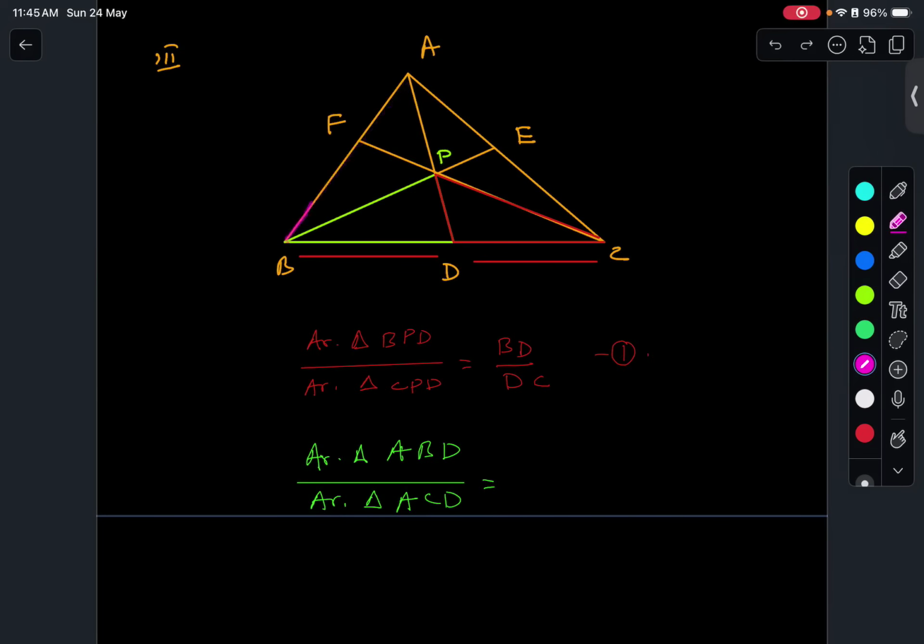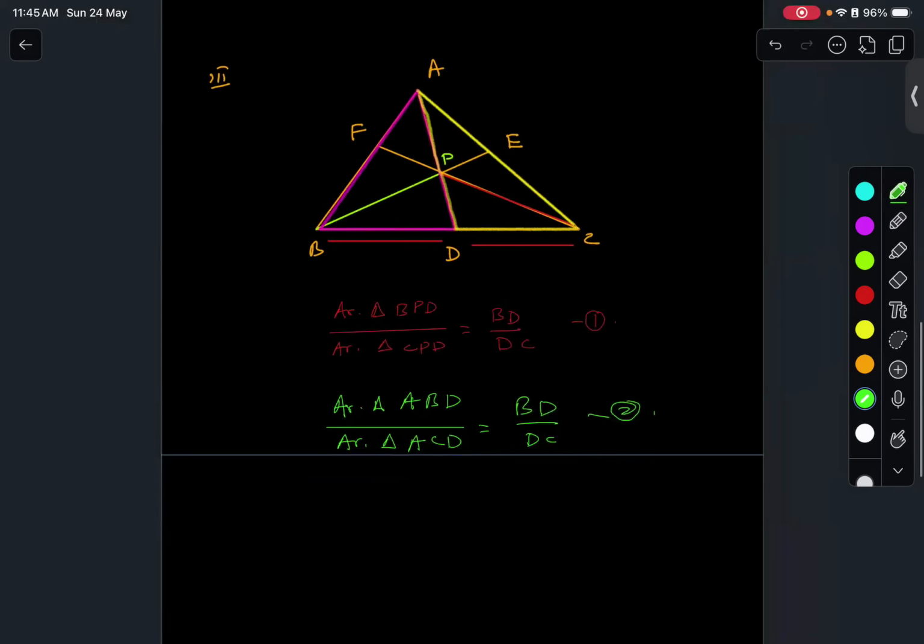Area of this triangle and area of this one. Height will be same. So half into base into height, half into base into height. So again, this will be BD upon DC. But what if I'm asking area of, this is very important now. Most of the time we have to use this type of area. That's the reason I'm coming into this step by step.